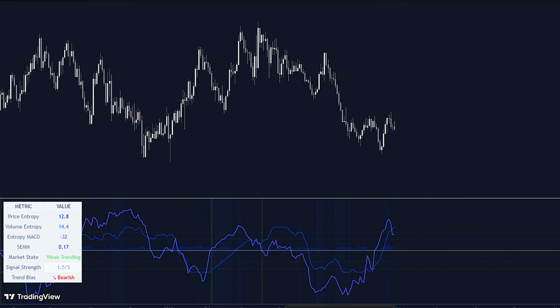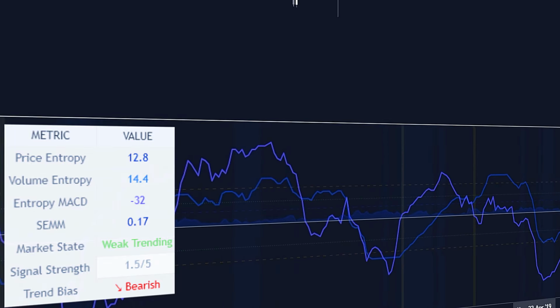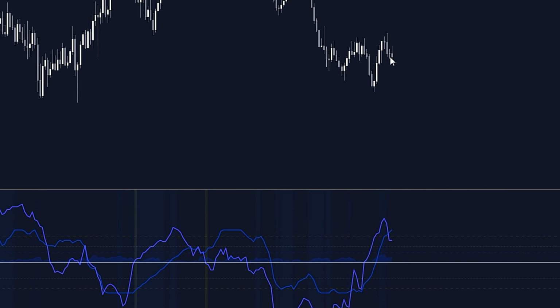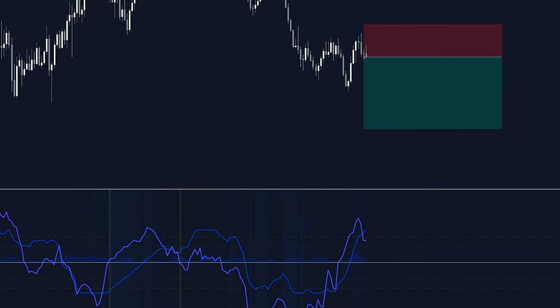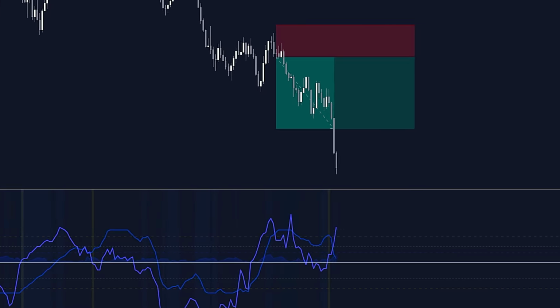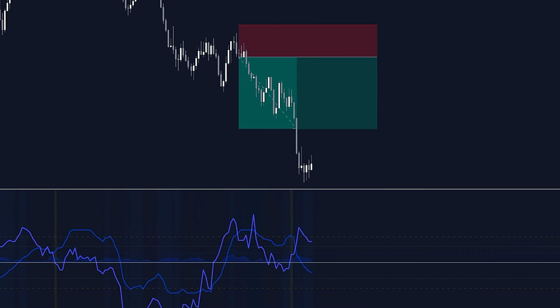To sell, the same SEMM and market state conditions are required, but with trend bias bearish and the purple line crossing below the blue line, placing the stop loss above the last high. Remember, without the SEMM filter below 0.2, no signal is reliable. This strategy allows you to trade only in markets with a defined trend.